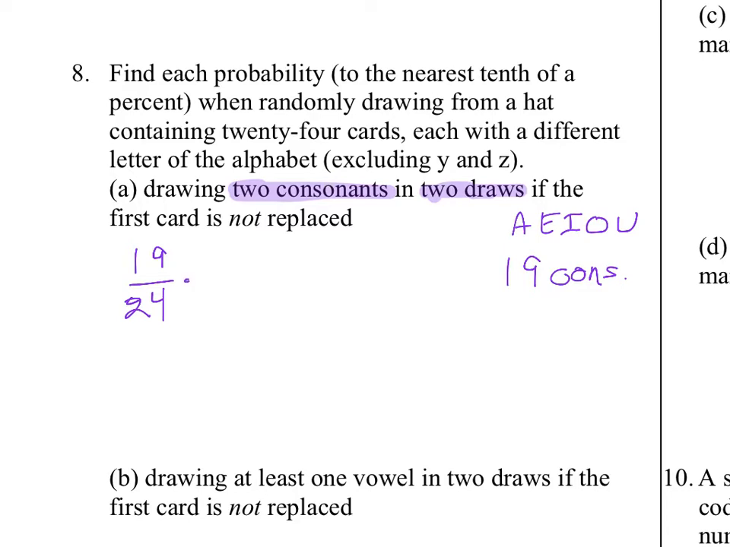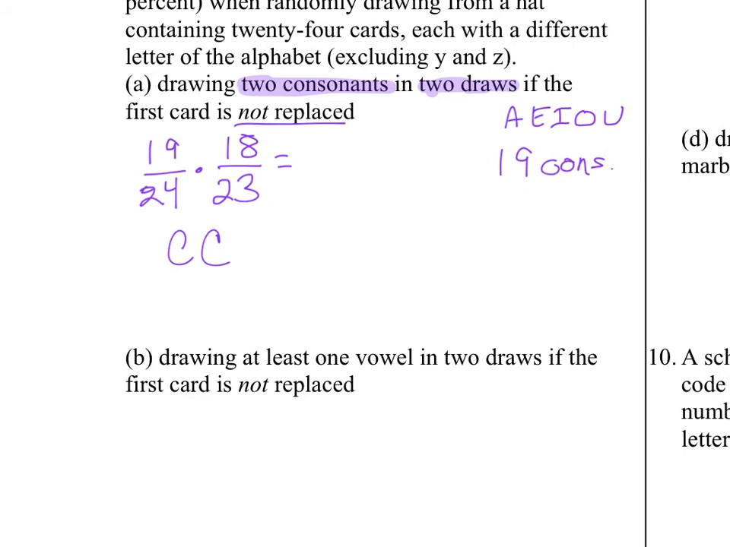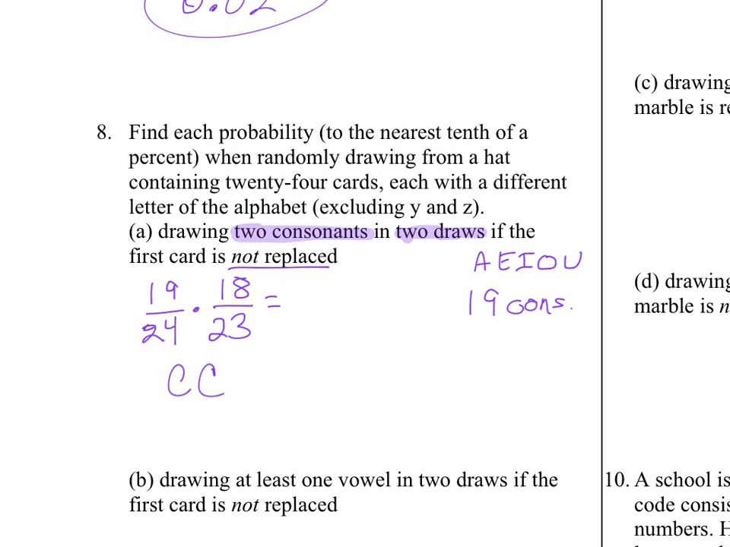Now, for my second draw, it is not replaced. Therefore, I have fewer cards. So now I only have 23 cards. But if I've drawn a consonant, then I really only have 18 consonants left in my 23 cards. So that's the probability of getting a consonant and a consonant. I'll finish that now.